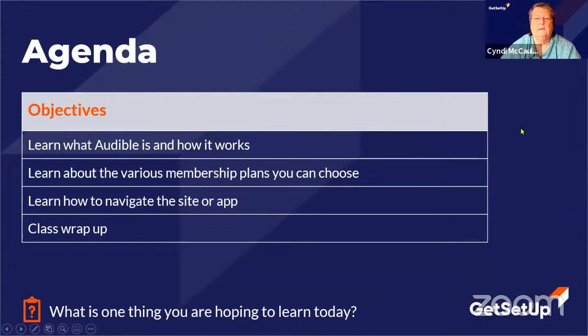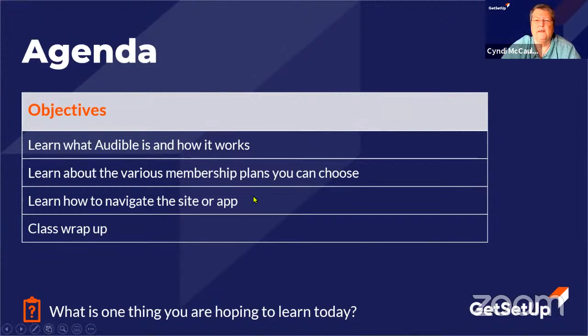So here's the agenda for today. We're going to learn what Audible is and how it works. It looks like the majority of the class has never used Audible before. We're going to learn about the various membership plans that you can use to become a member. I will say that Audible offers a free trial for 1 month. And I highly suggest that you go out and try it for a month. Then after that, you can choose what type of membership program you want, if it's something that works for you.